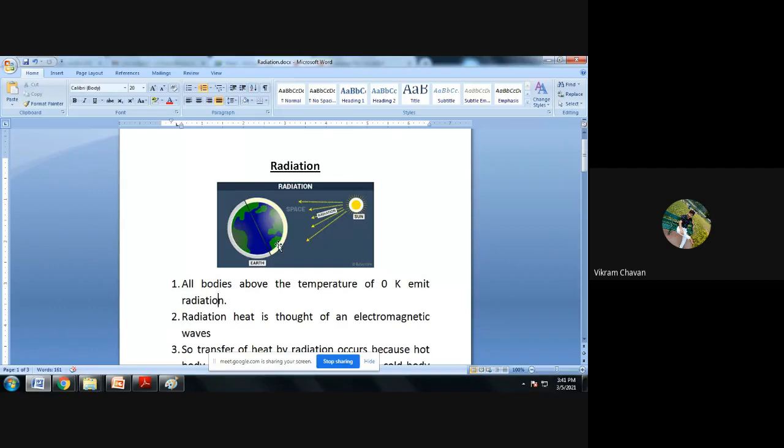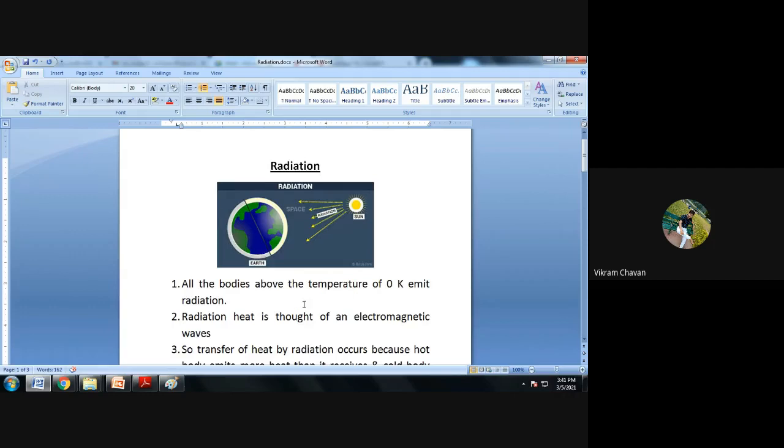Because of this feature, radiation heat transfer does not require any kind of medium. They can travel within a vacuum, and they can also travel in space where an atmosphere is present. So we can say that all bodies above a temperature of 0 Kelvin emit radiation.